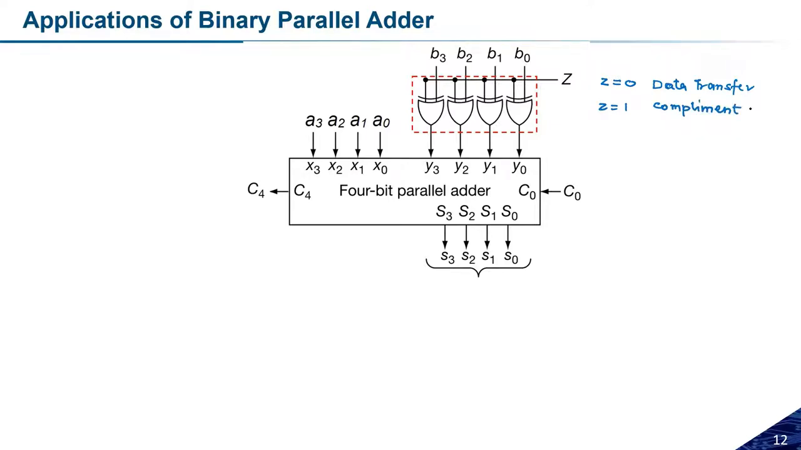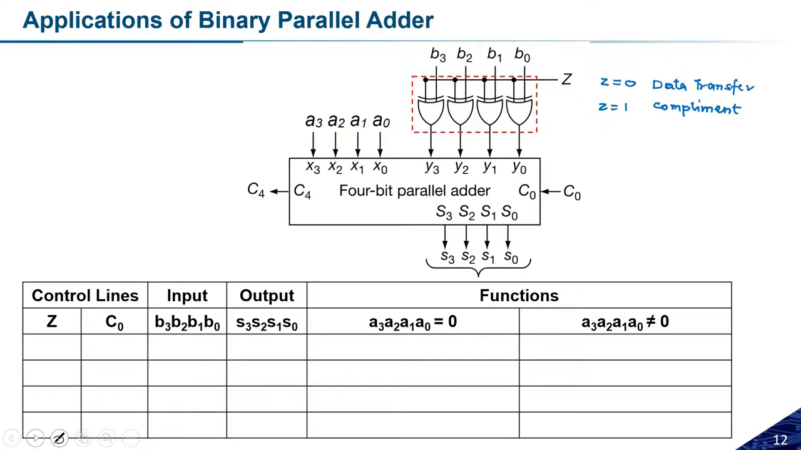So this is what we know. Now we have one more thing. This C0 can also act as a control signal. Okay, so C0 can also act as a control signal. So let us try to see what the different functions are here, and what the different possibilities are that we can see.